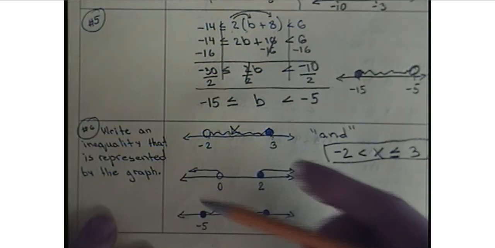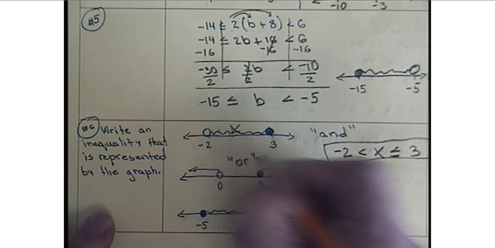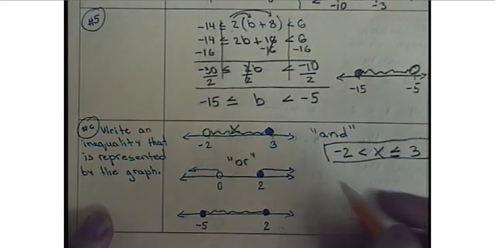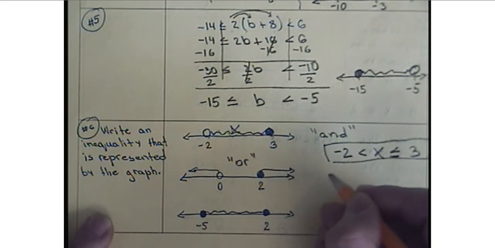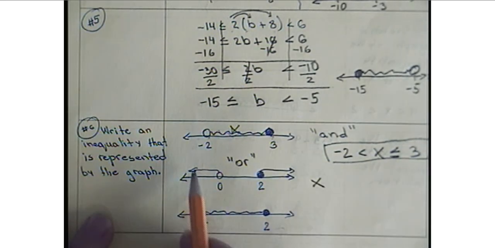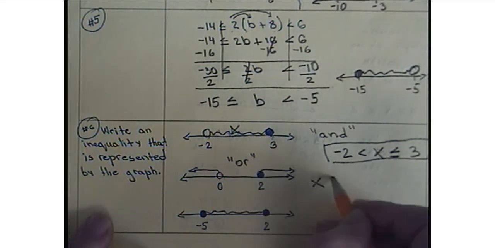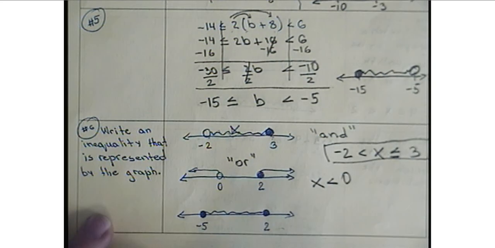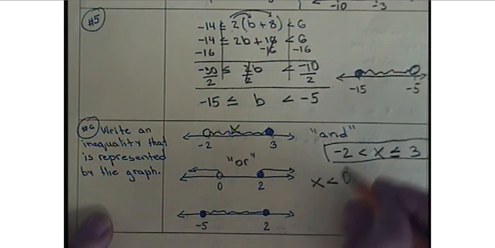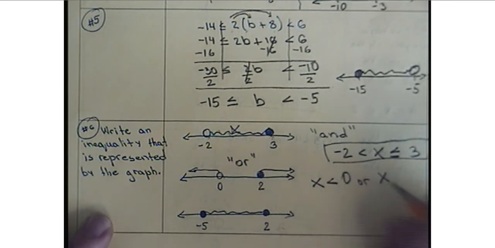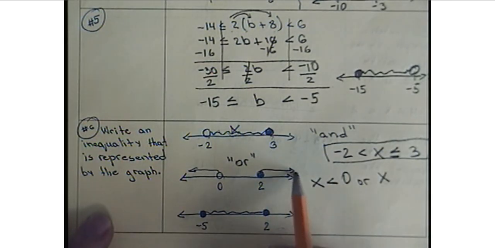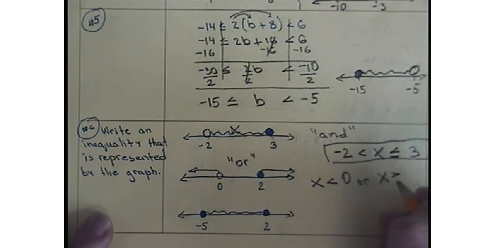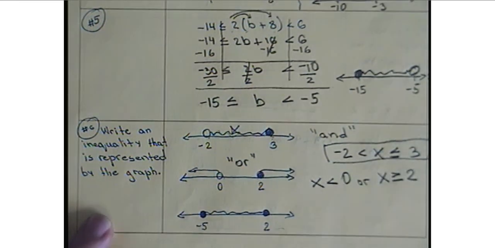The second graph is what we call OR form. So we will have two solutions. The first one will be, if we use x again, x is, now look at this, less than, it is going this direction, so it's less than 0, just the less symbol, open circle, or you can say x will be greater than, because it goes in this direction, greater or equal, closed circle, equal to the number 2. And that will be the solution for the second graph.